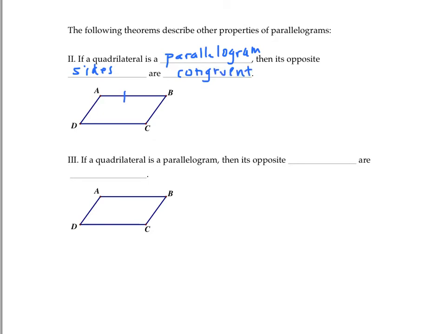So line segment AB would be congruent to DC, and line segment AD would be congruent to line segment BC. Because it's a parallelogram, we know that those opposite sides are parallel. Now, in addition to that, we can say for sure that the opposite sides are congruent. Our next theorem states if a quadrilateral is a parallelogram, then opposite angles are congruent.